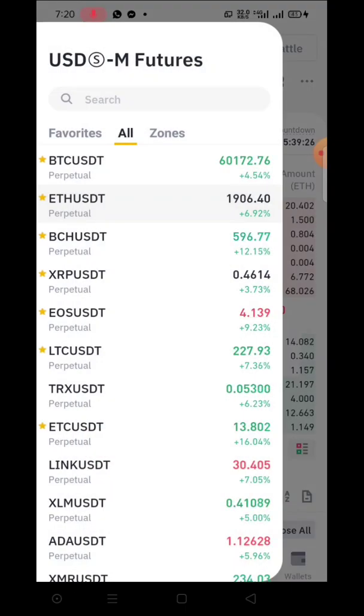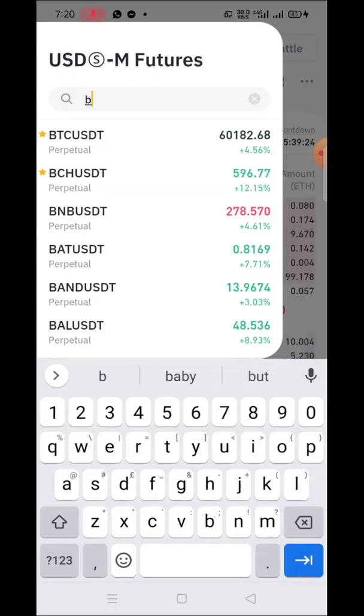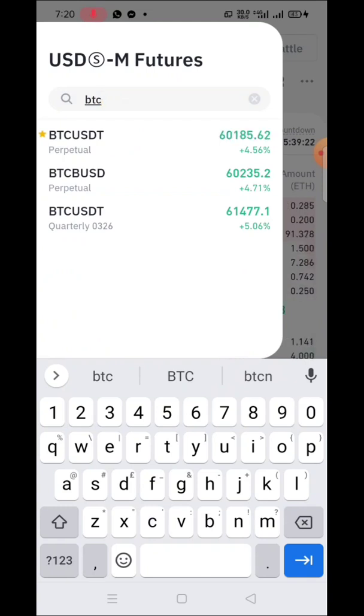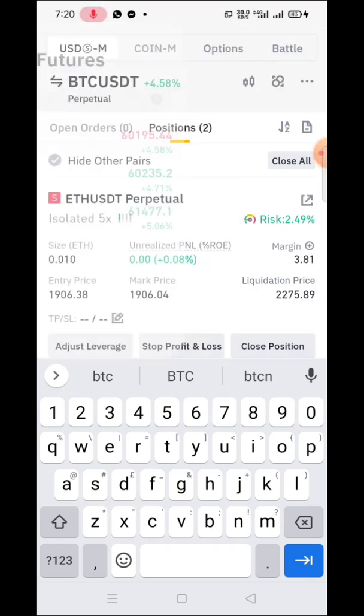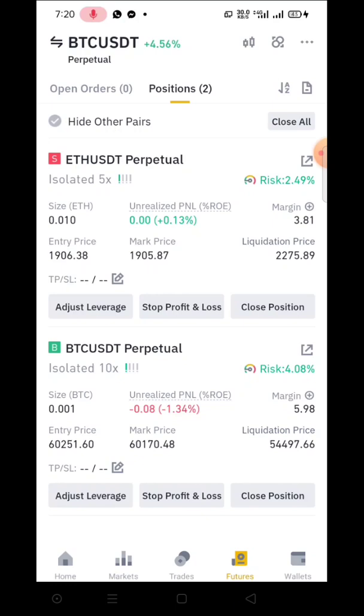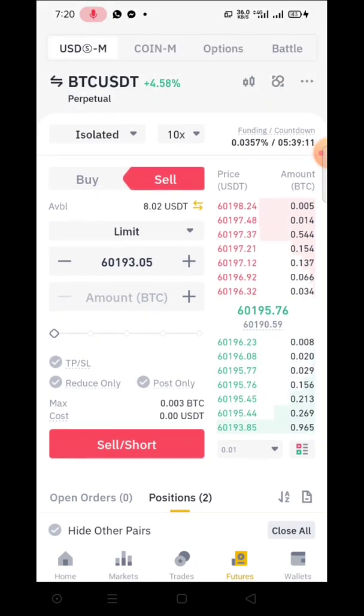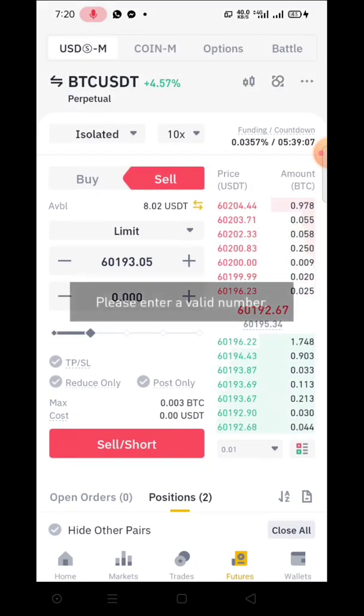I want to say BTC is going to drop. BTC against USDT, let's say it's going to drop. So I'll click on sell, and I'm going to sell a little amount of BTC.